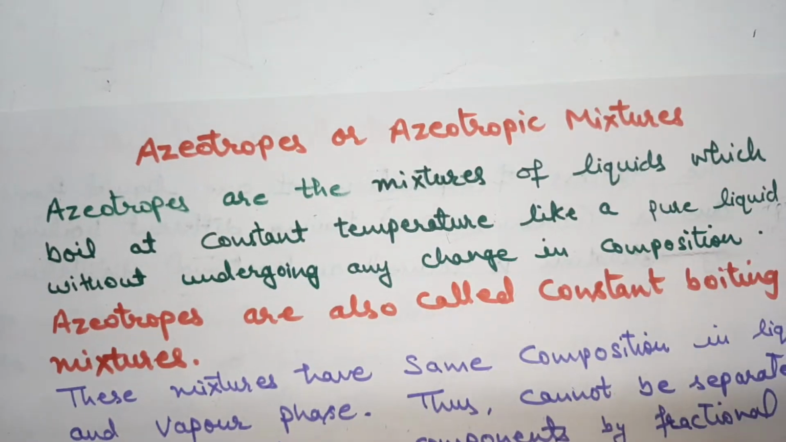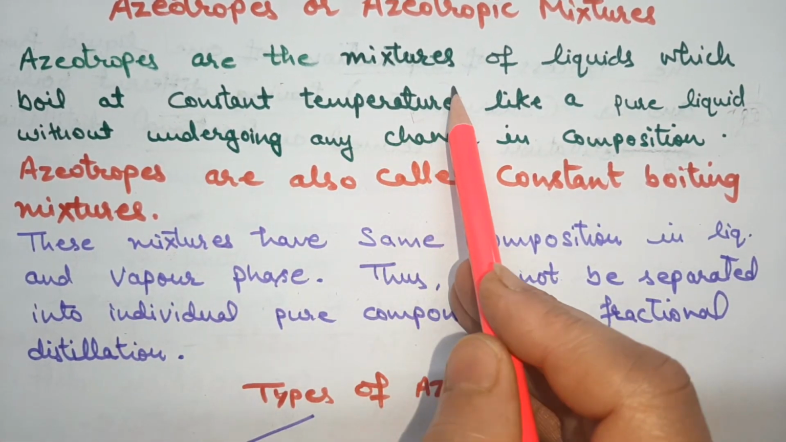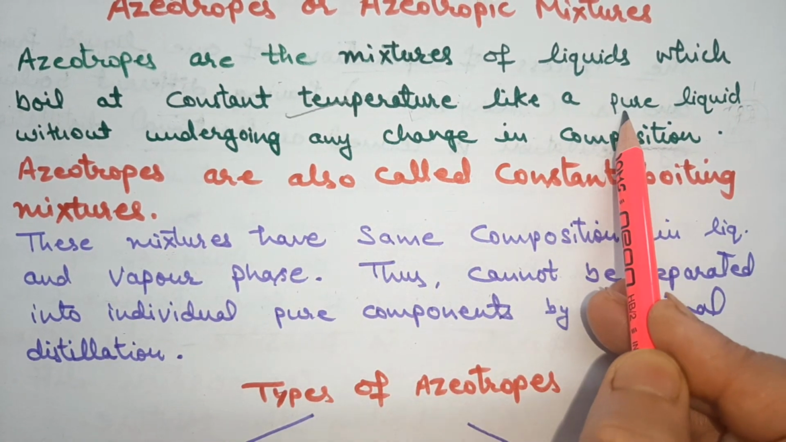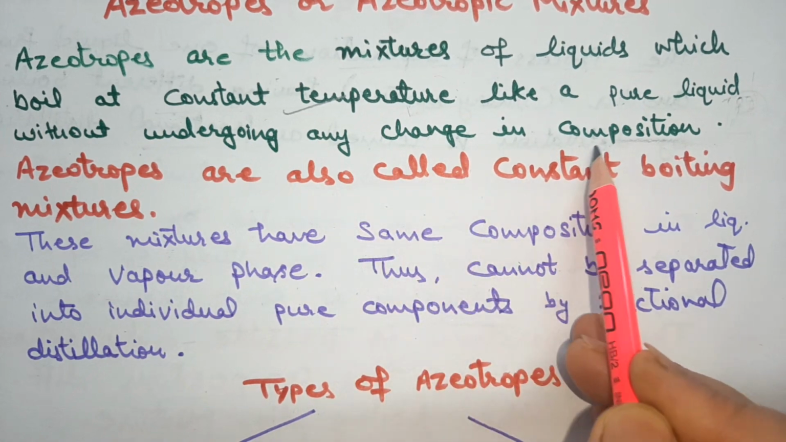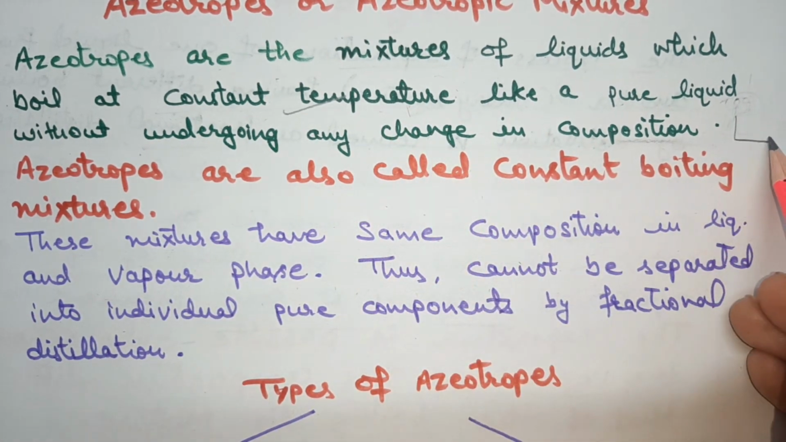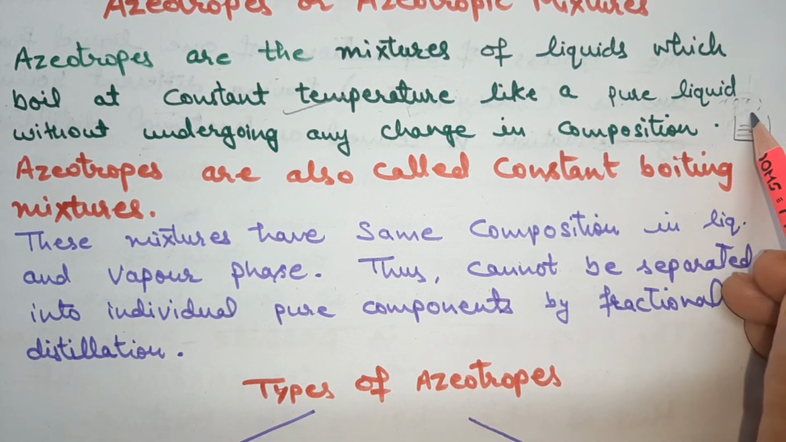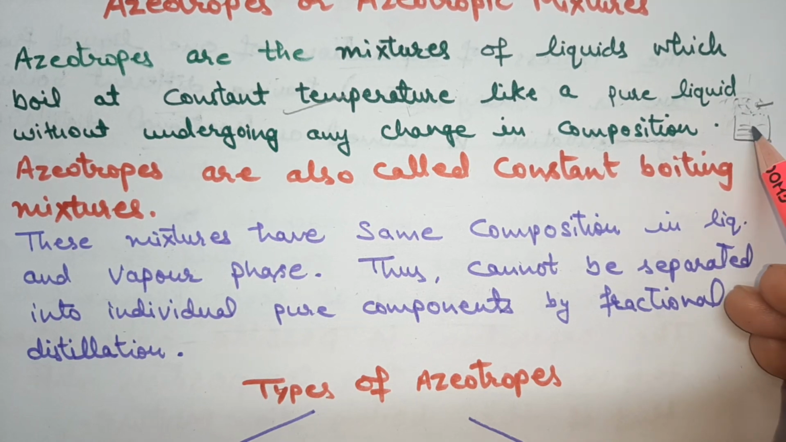So now the next topic is azeotropes. Azeotropes are mixtures of liquids which boil at constant temperature like a pure liquid without undergoing any change in composition. Whenever these azeotropic mixtures boil, in the vapor phase the composition of both the components remains the same, and in the liquid phase it remains the same.